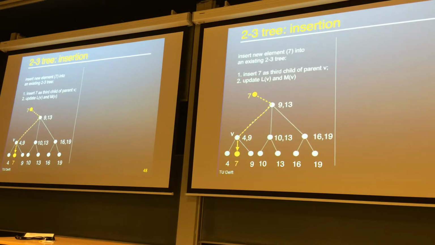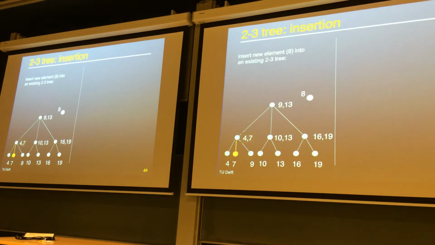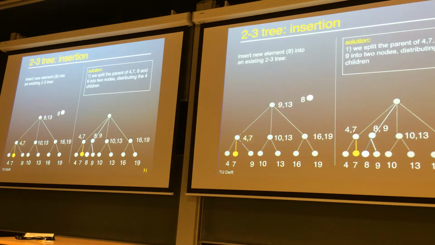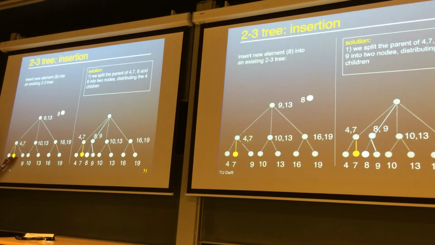Yeah? Okay, but we also have to take care for more unhappy cases, because now number 8 arrives, and now you have to assign a place to number 8. Of course you can find a place for 8, but that violates the bound on the number of children that is allowed for the node 4, 7. Yeah? Okay, what to do about this? Well, what you do is simply split the parent node into 2 nodes.